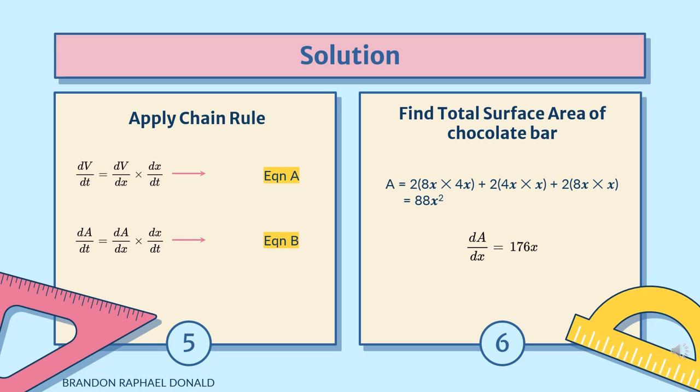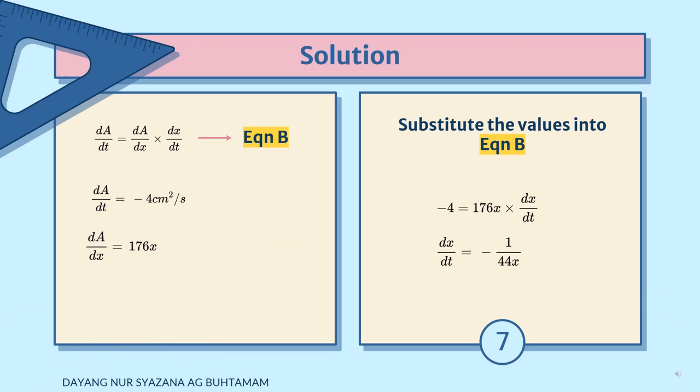Differentiate A with respect to x, and we get 176x. Now that we have obtained the value of dA/dt, which is negative 4 cm² per second, and the value of dA/dx, which is 176x, we can now substitute these values into equation B. By solving the equation, we get that dx/dt is equal to negative 1 over 44x.